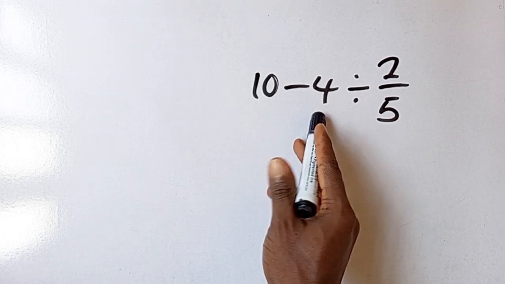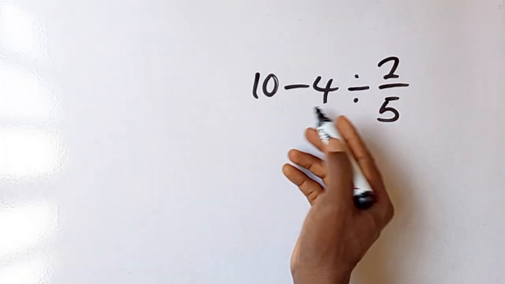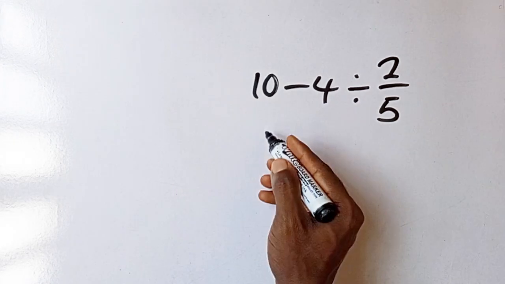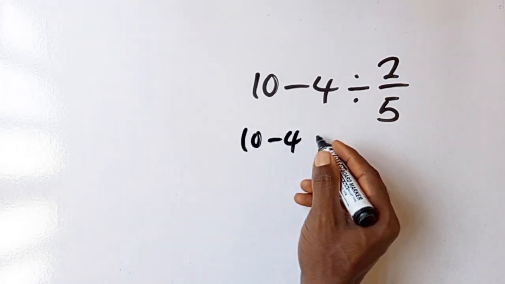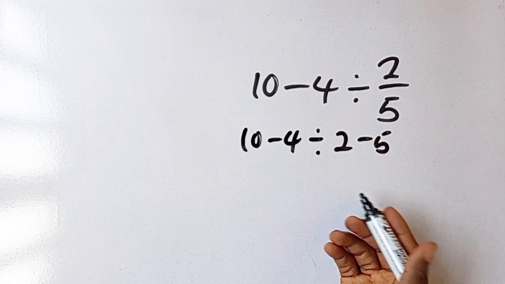10 minus 4 divided by 2 over 5. Some people solve it wrongly by doing this fraction first. Solve it straight. So if you do 10 minus 4 divided by 2 divided by 5, right?